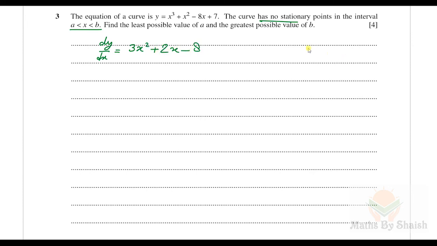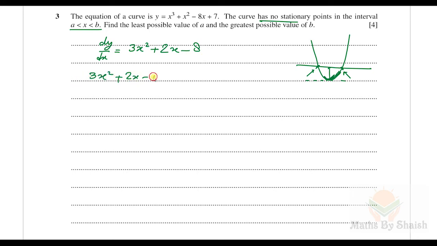And this we can see is a quadratic graph, and if we find the stationary point it would be somewhere here, and it is given between A and B. So if we find these two values, which are of course the roots of this quadratic curve, then the least value will be this, and the greatest possible value for B would be this. And for that we need to solve the quadratic equation by making it equal to 0.